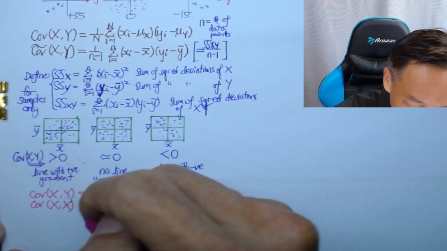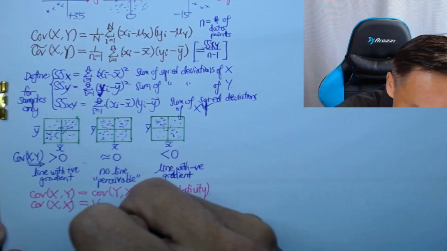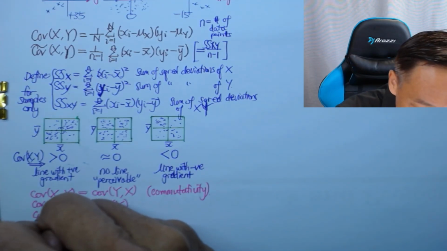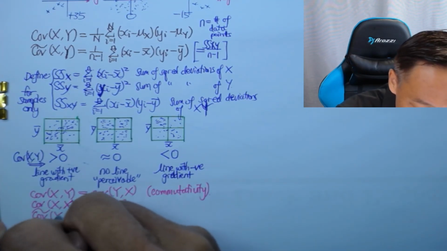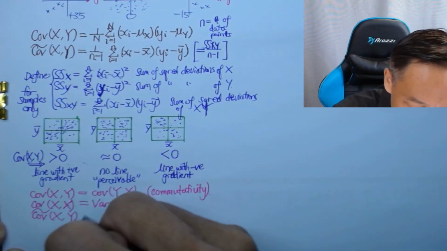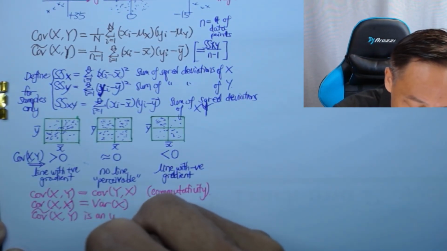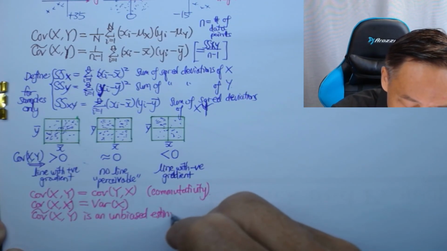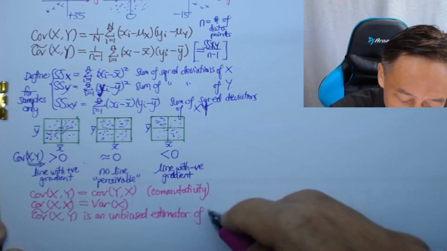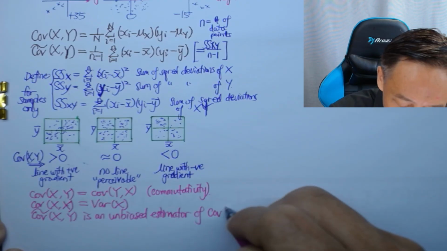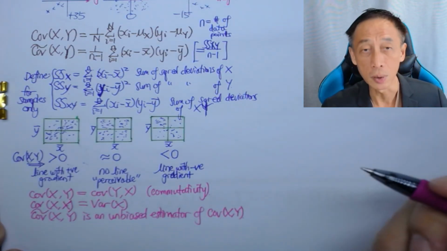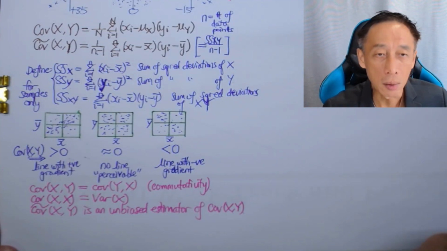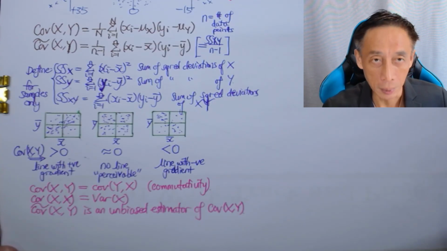So let me write that down first. Covariance of x with x is the variance of x. Okay. Then we say covariance sample, now I make a difference, is an unbiased estimator of population covariance. Which is nice, right? Because sample variance is an unbiased estimator of population variance. S square is an unbiased estimator of sigma square.